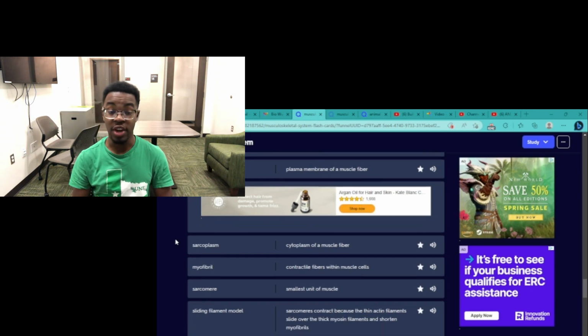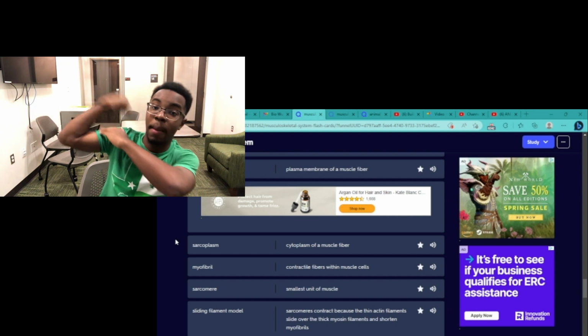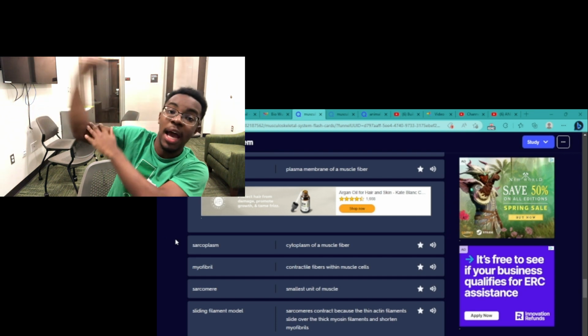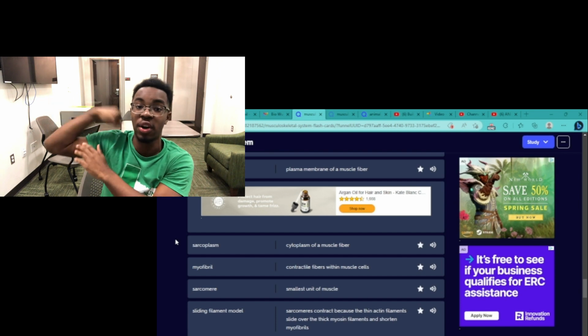So we have contractile fibers within muscle cells. Another word for that definition would be myofibril, which is, let me repeat, the contractile fibers within muscle cells. When my biceps contract, there's some myofibril activity going on in there.